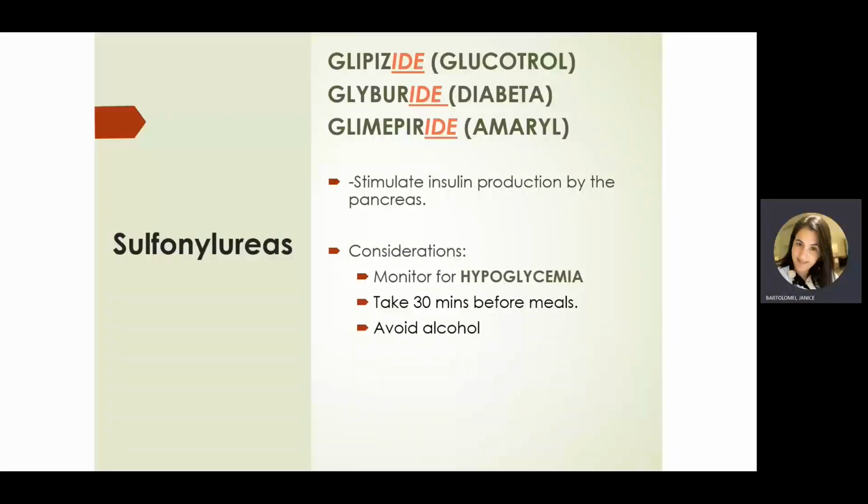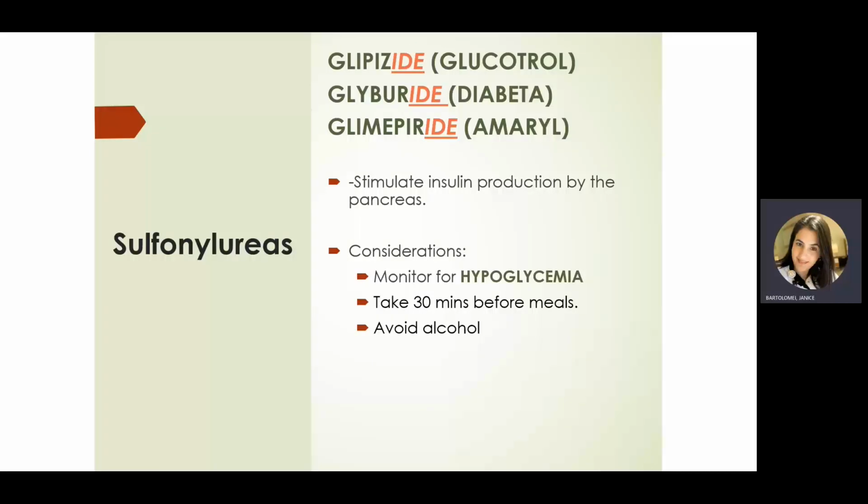The next one's your sulfonylureas. You got your glipizide, glyburide. They end in -ide. This is another common classification. And look how interesting this class is. It stimulates insulin production at the pancreas. So it tells the pancreas, hey, listen, stop working, don't be lazy, put yourself to work and produce insulin.